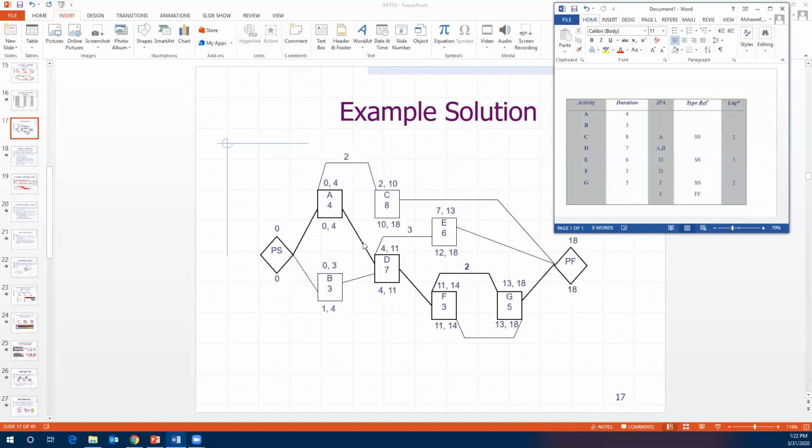we will be able to identify the critical path, which is A, D, F, G, and the project finish. So this is your critical path. Now, as we learned here, this is very different from the previous chapters and how we learned to calculate the critical path.